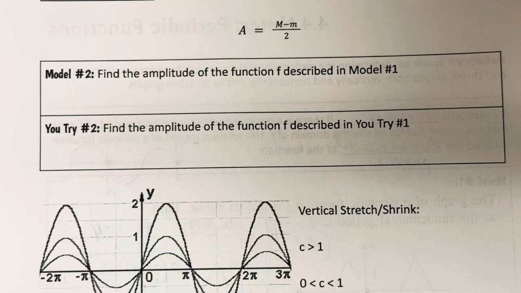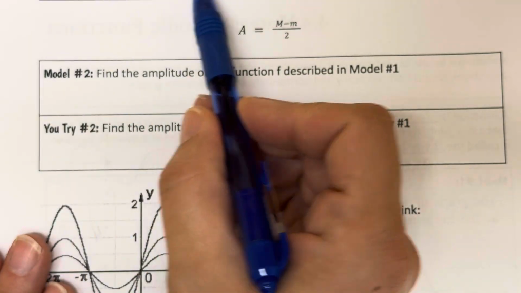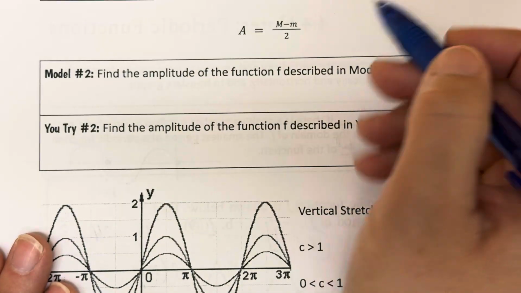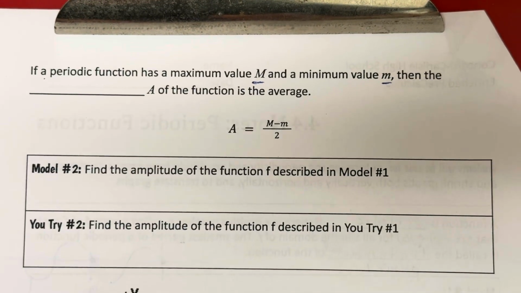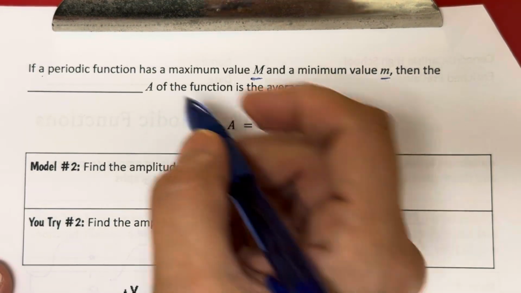So I probably should have mentioned that on that last problem, we don't actually have to find the amplitude yet. But you will be finding it here, and actually that question is a repeat right here. So if a periodic function has a maximum value, capital M, and a minimum value, lowercase m, then the amplitude of the function is the average.